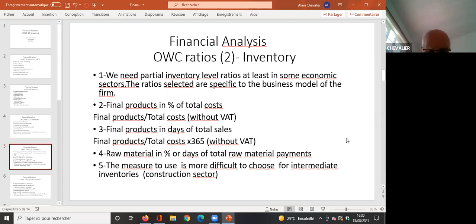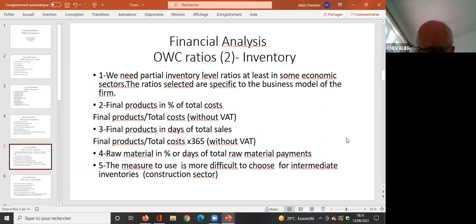So let's have a look at point 2. Point 2 is final products, and final products can be explained or followed in percentage of total cost of the firm, final products divided by total cost of the firm, without VAT, which is quite normal because final products in the accounting system are not in sale price, but in total costs.